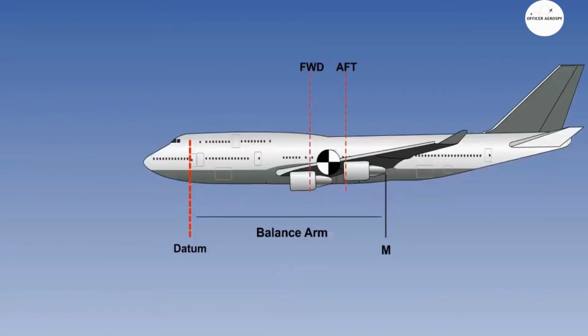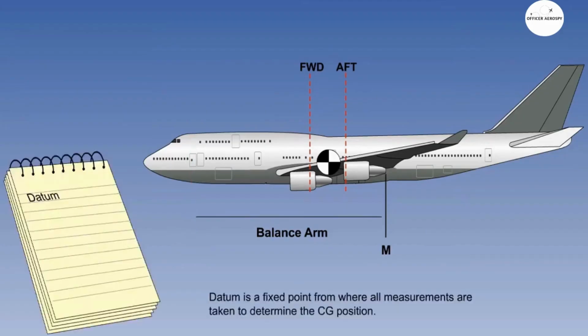We are now defining the datum and balance arm. This balance arm and moment are very important components for calculating the center of gravity. Let's start with the datum, which is a fixed point along the longitudinal axis of the airplane, as illustrated here in the diagram.